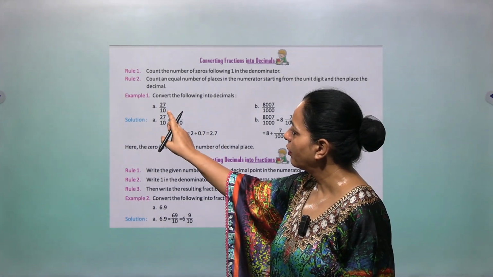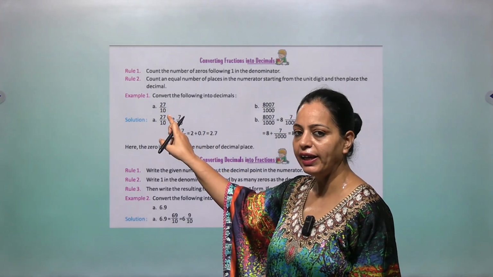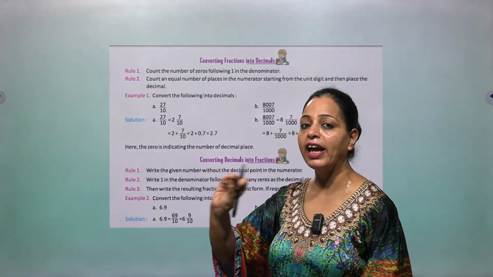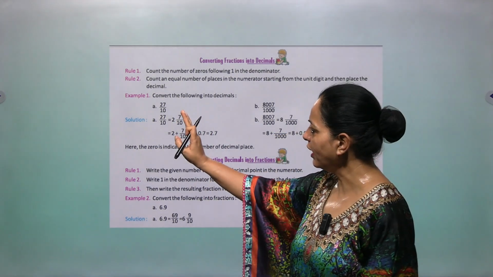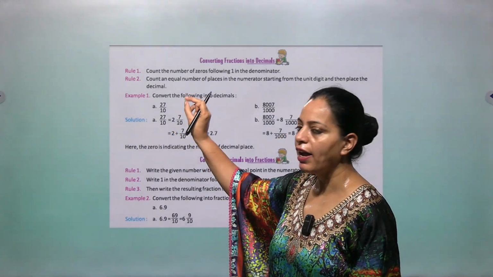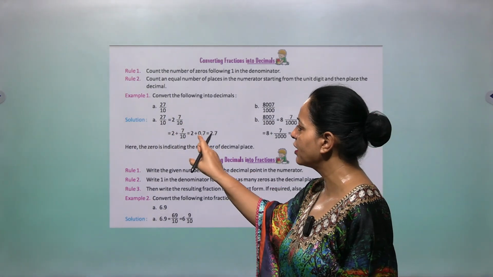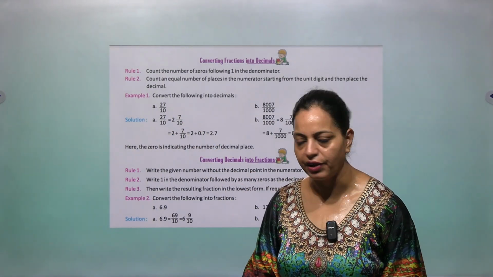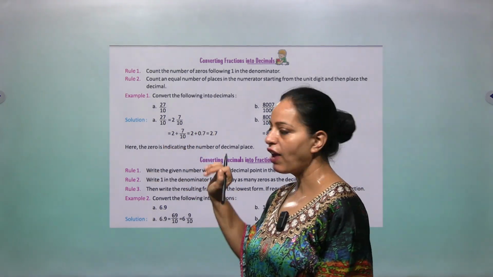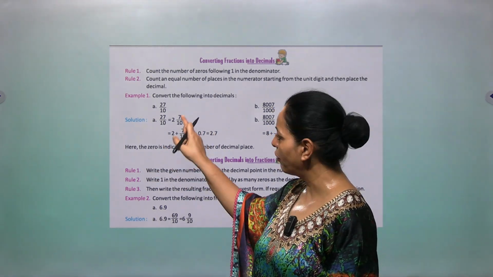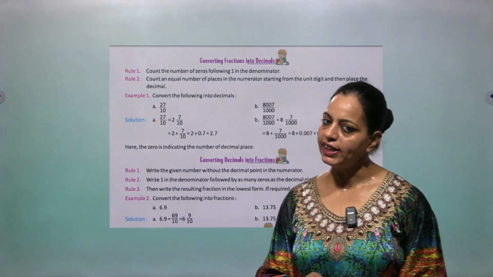जैसे, see this example 1, convert the following into decimal. 27 by 10. First आपने denominator में देखना है कितनी zeros हैं. 1 0. तो 1 place आप चलेंगे unit digit से. 1 से पहले you have to put the decimal point. So 27 by 10 means it is 2.7. Right? They have done it like this. They have changed it first into mixed fraction, 2 whole 7 by 10. So 7 by 10 क्या बन गया? 0.7. So it becomes 2.7.